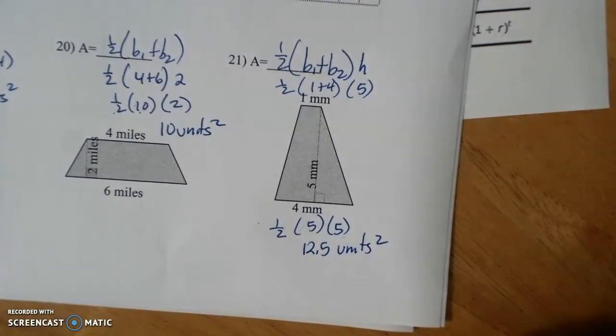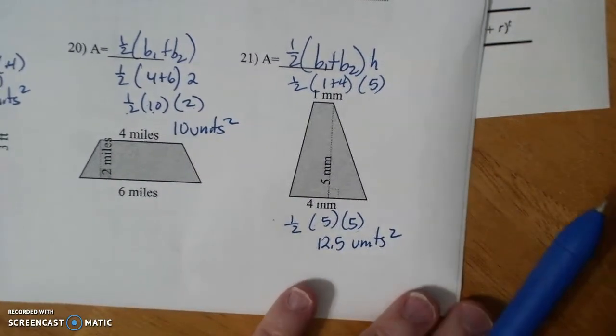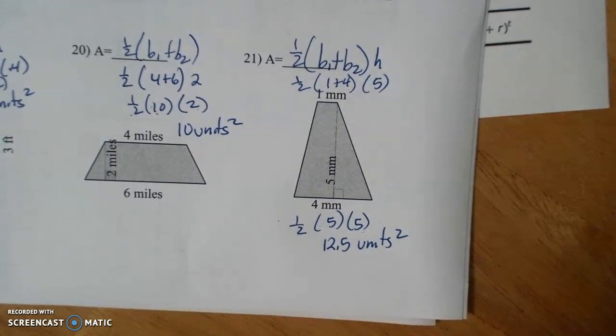And that's how you find the area of a trapezoid. What you do is you take the average of the two bases and multiply it by the height. The bases are the sides that are parallel.